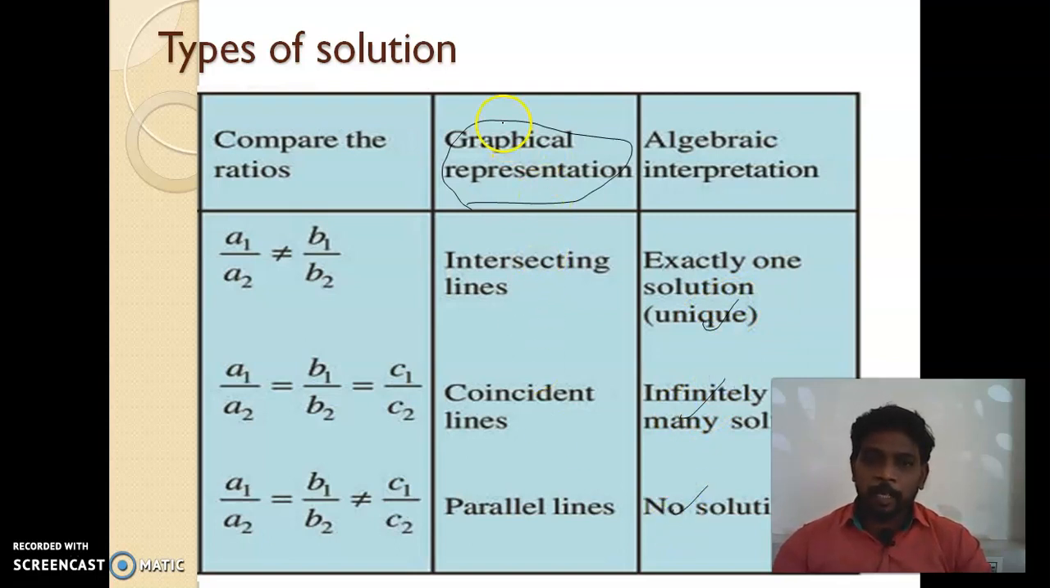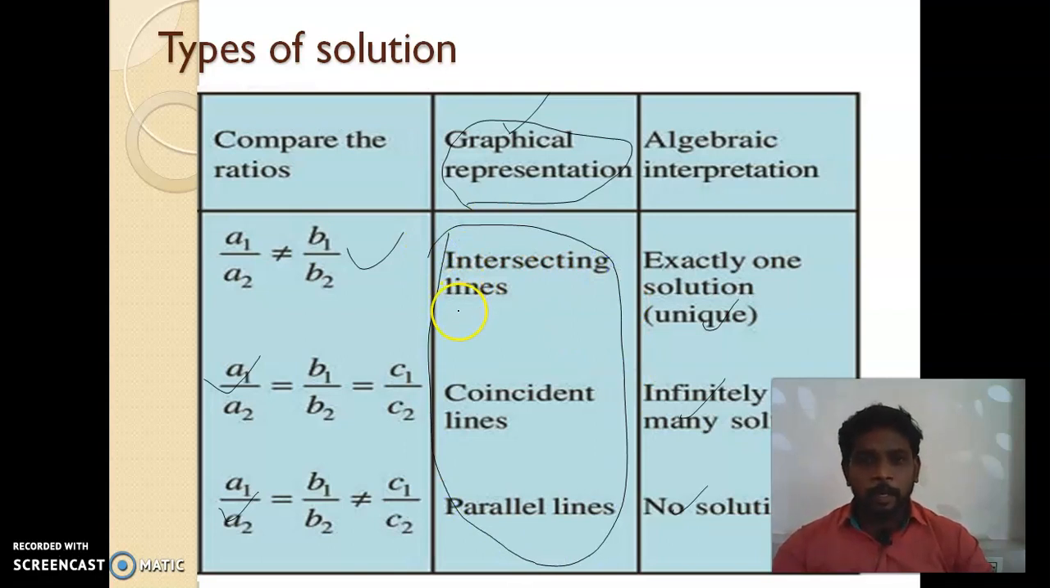But how can we find this through the graphical representation? Up to now, under the algebraic method, we have seen through the ratios that if the ratios are not equal, it has exactly one solution; if all the ratios are equal, it has infinitely many solutions; and if the first two are equal and the last one is not equal, it has no solution. All that we have seen under the algebraic method. But through the graphical method, these three cases are important.